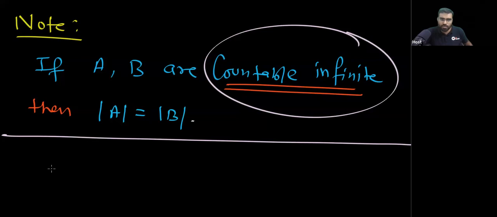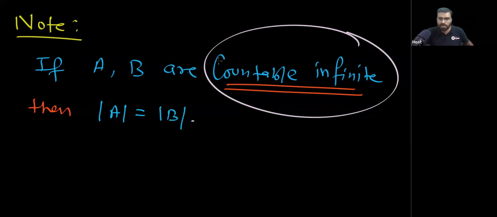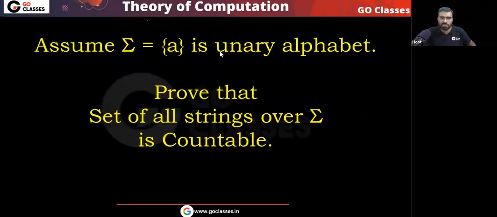Every set on the lowest level of infinity has the same size. So this is the simple idea. If A and B are countable infinite, then they have the same size. Let's see this question.